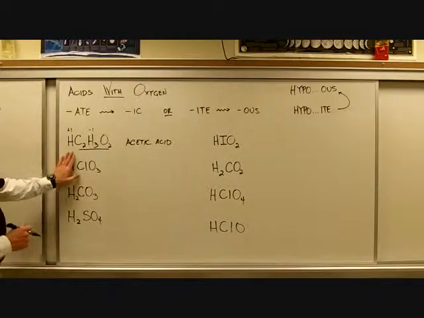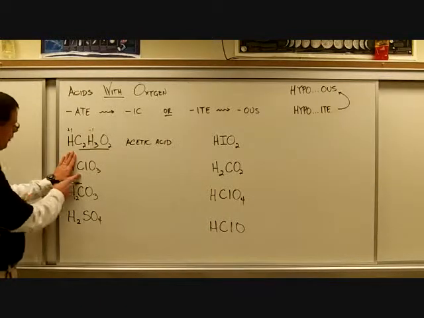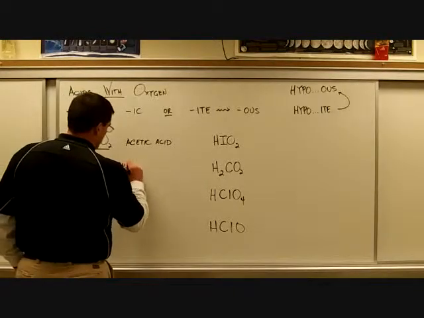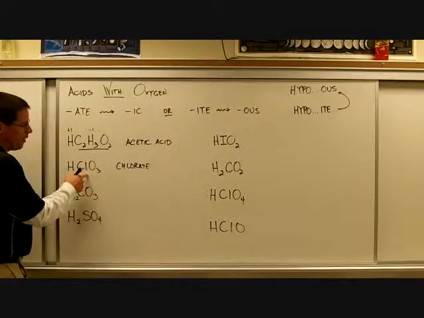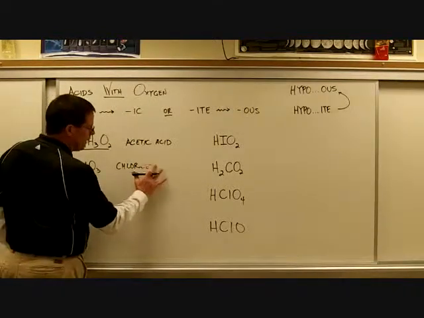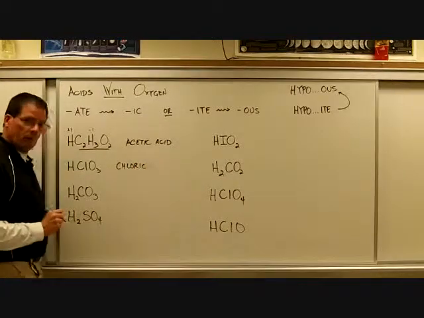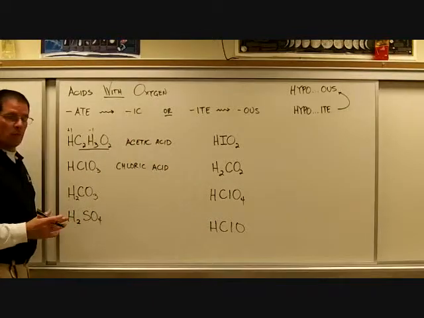So let's look at this one. HClO3. Cover up the hydrogen there. Hopefully you recognize, oh, that's one of my 10 polyatomics. That's chlorate. So since I have chlorate, actually let me write that out. Okay. I have a chlorate ion in here. Well, I'm going to get rid of the ATE ending and put ic. So now I've got chloric and then the acid. Again, no hydro. Okay.